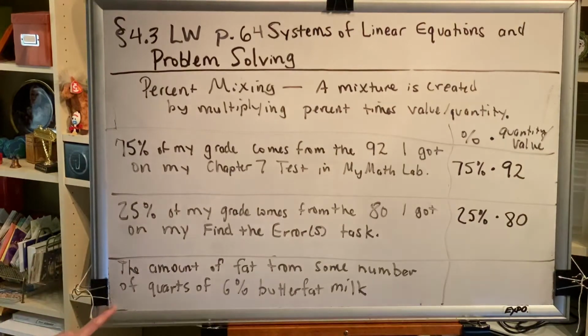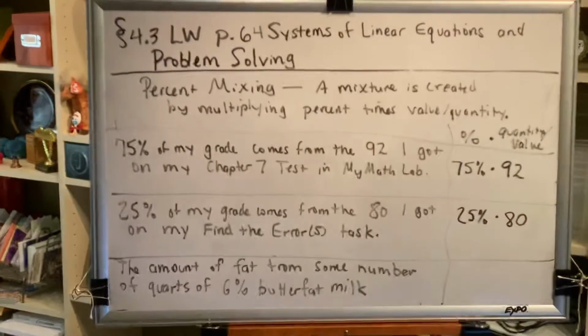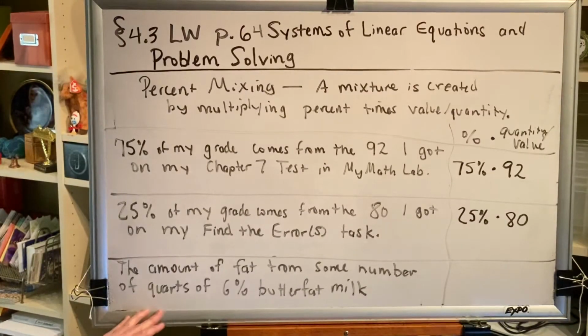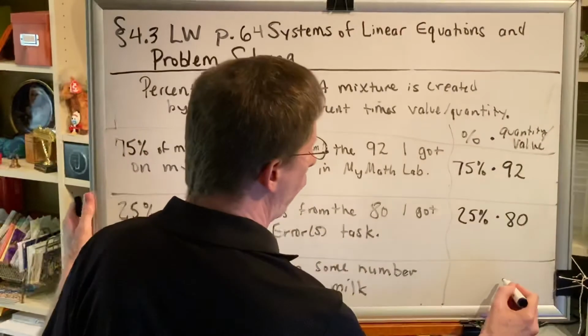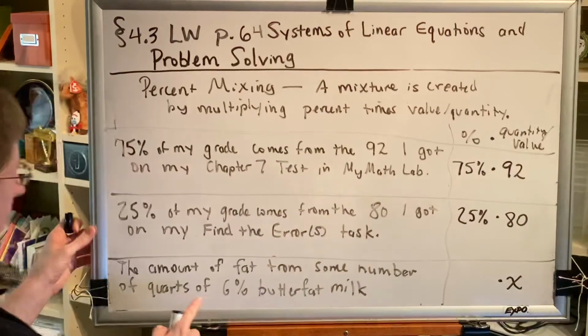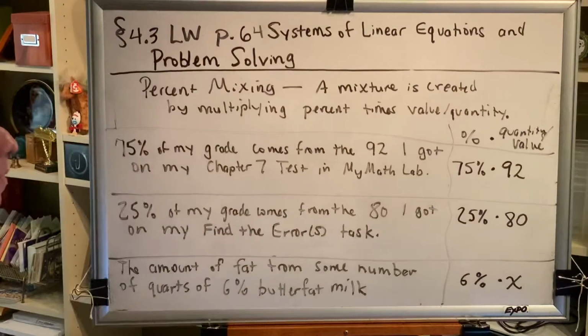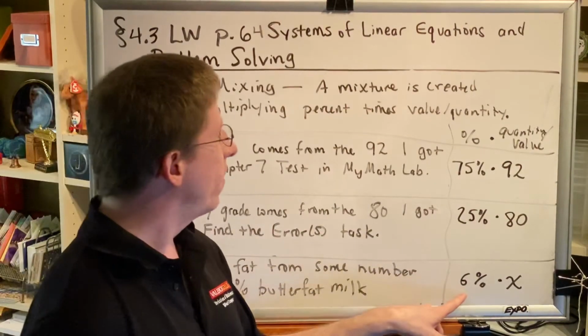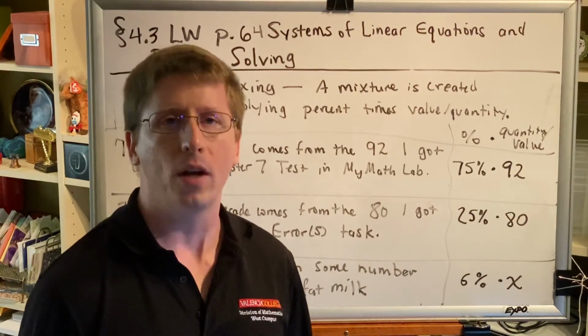All right, how about this? The amount of fat from some number of quarts of 6% butterfat milk. Okay, well, we don't know how many quarts of butterfat milk there are for this particular exercise, so we need a variable to represent that. So we're going to use the variable x to represent the quantity, the number of quarts. Of course, the percent is 6%. So we write this as 6% times x. And if you prefer, you can write this as 0.06 times x, or simply 0.06x.